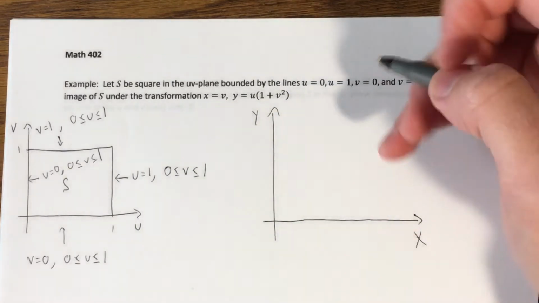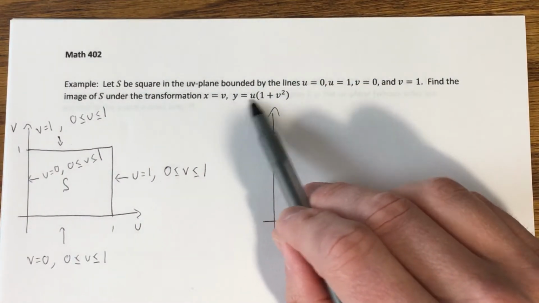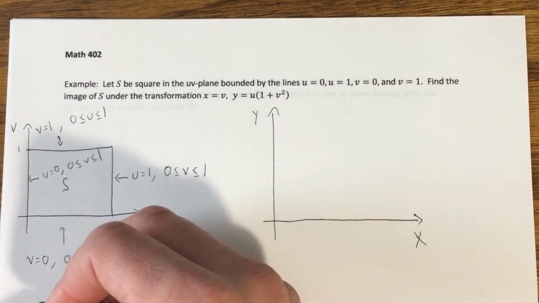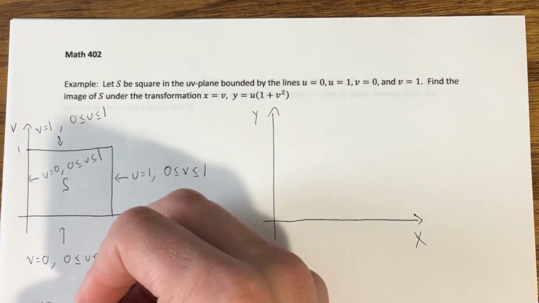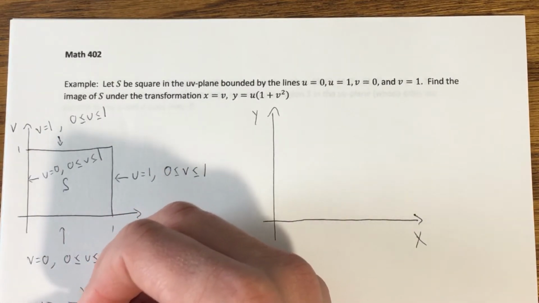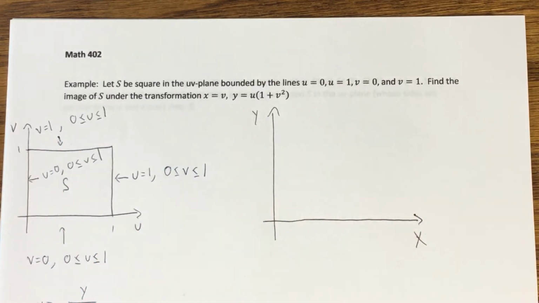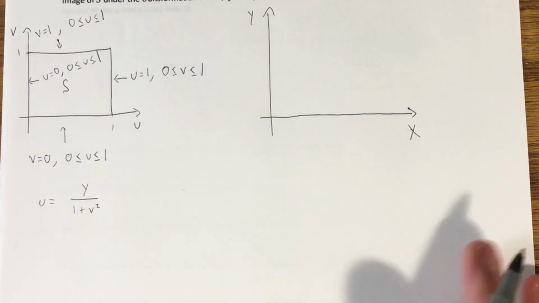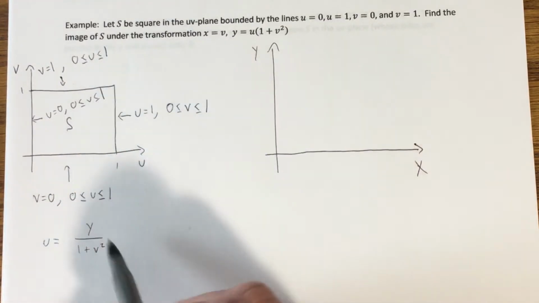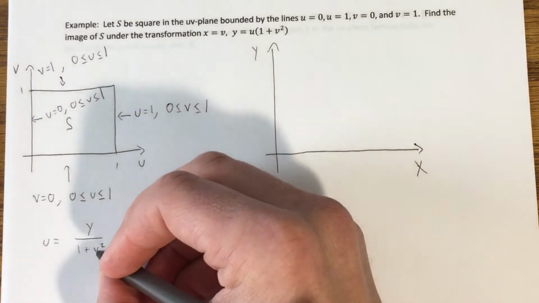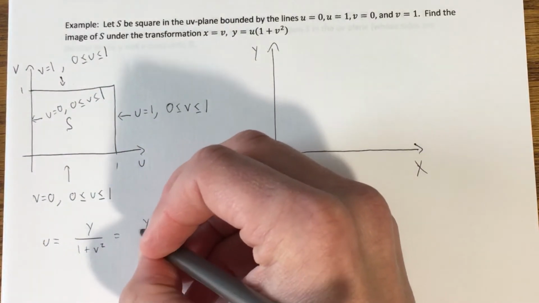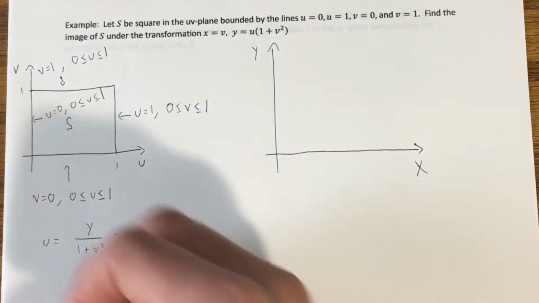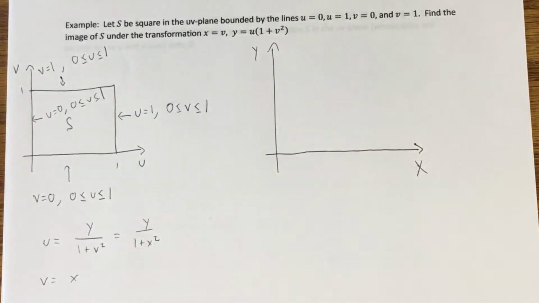So notice here, if I were to divide both sides of this by 1 plus v squared, I get u equals y over 1 plus v squared. Then I use the fact that x is equal to v to make a substitution. I can substitute an x in for that v right there. So u is equal to y over 1 plus x squared. Similarly, v is equal to x.